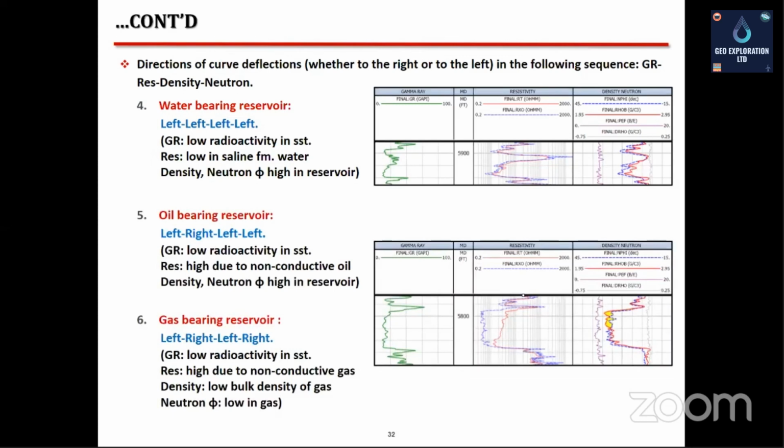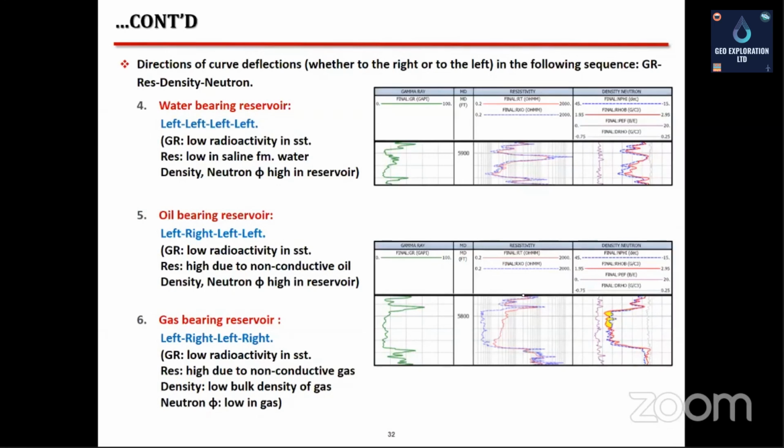I finally come to the hydrocarbon bearing zones. For an oil bearing reservoir, the deflections will be left, right, left and left, where gamma ray will show low radioactivity, resistivity will be high due to non-conductive oil, and density and neutron porosities will be high in the reservoir.